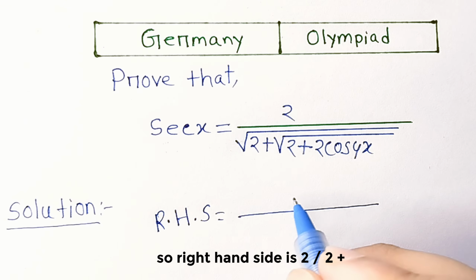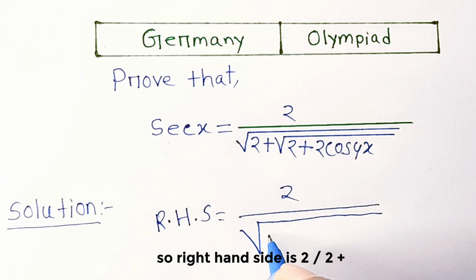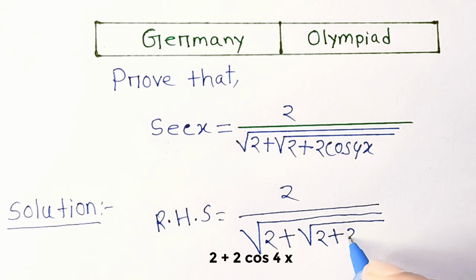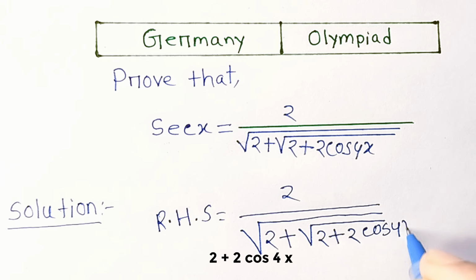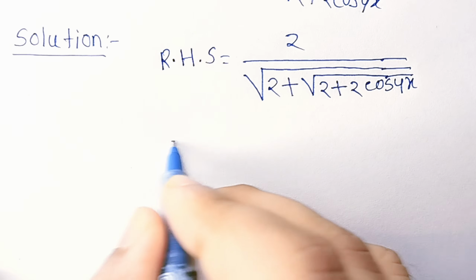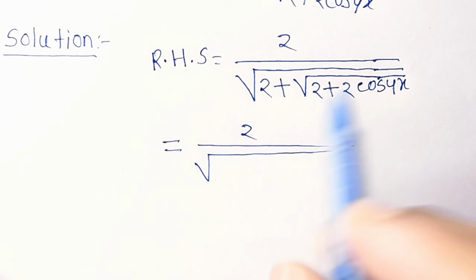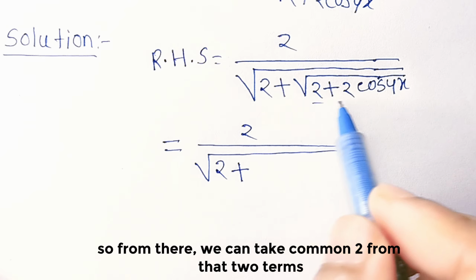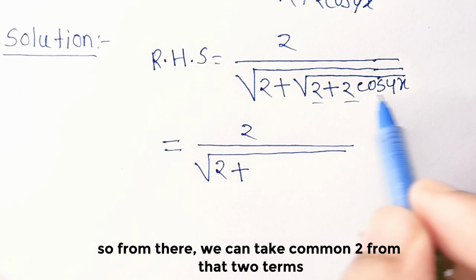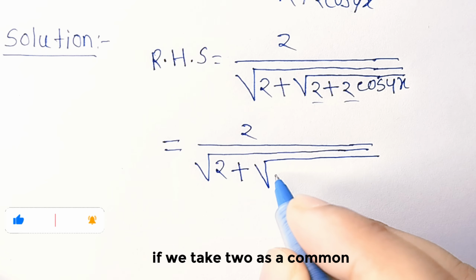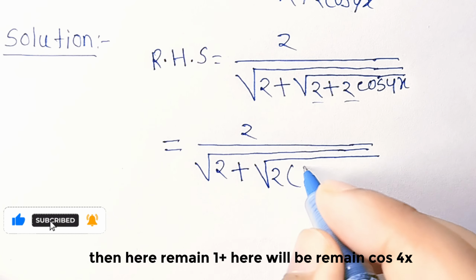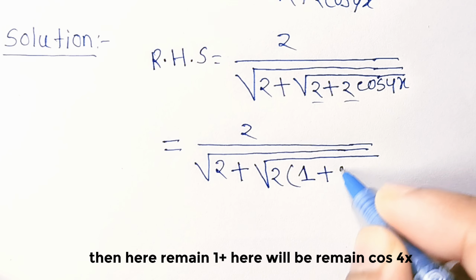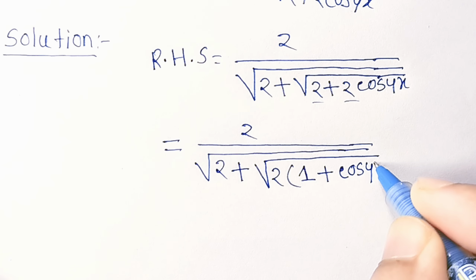So right hand side is 2 divided by root over 2 plus root over 2 plus 2 cos 4x. First of all, we should write 2 plus. From there, we can take 2 common from those two terms. If we take 2 as common, then 1 plus cos 4x remains.